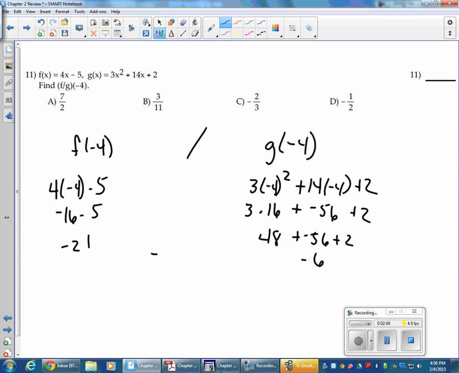So it would be negative 21 divided by negative 6, which reduces to, let's see, the negatives will cancel. And 3 would go into the top and the bottom. 3 goes in the top 7 times. 3 goes in the bottom 2 times. So 21 over 6 reduces to 7 halves. So my answer is A.